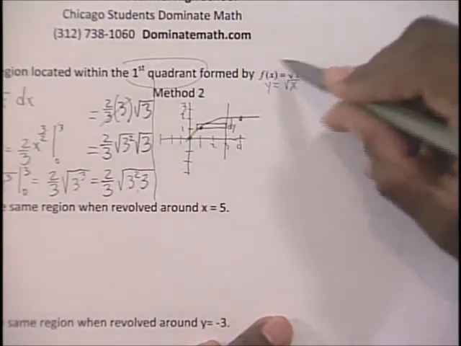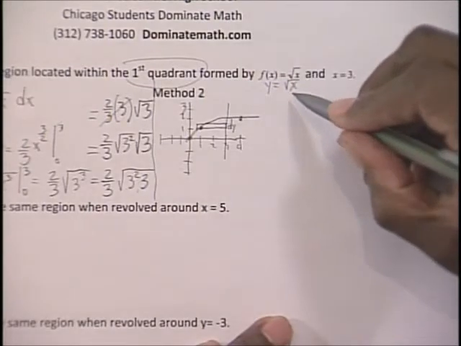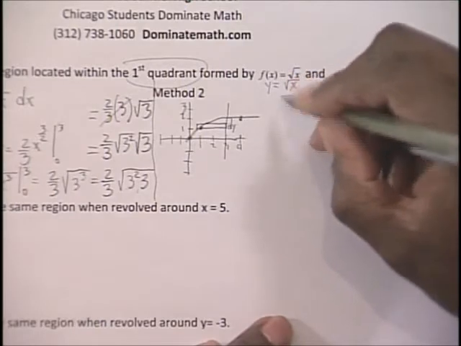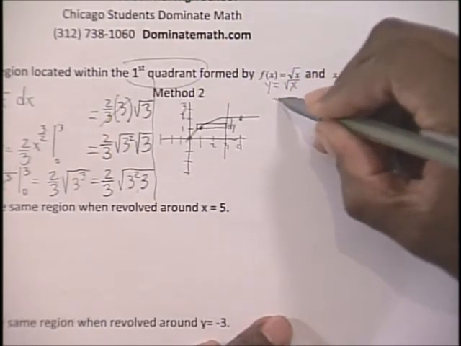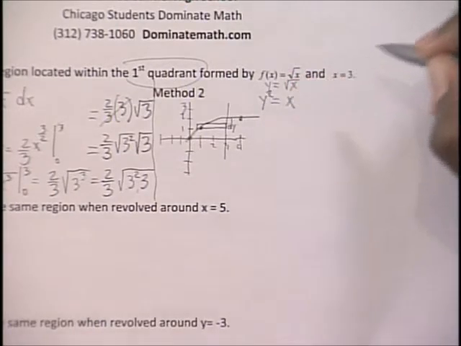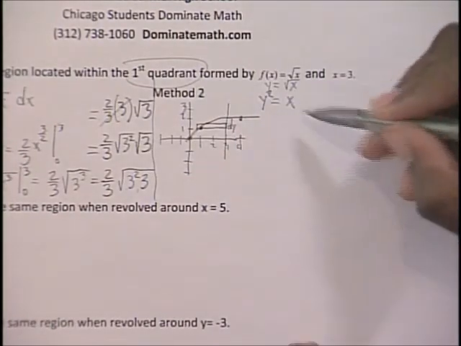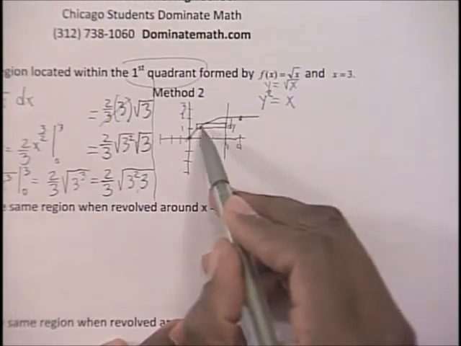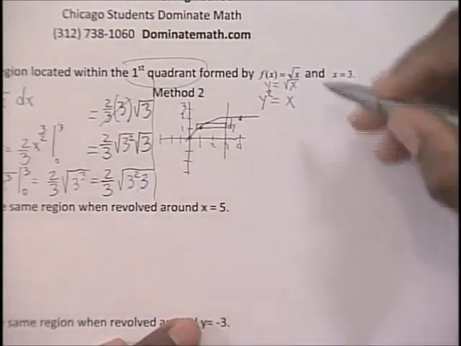We're still going to use this equation, but I want you to have the equation x is equal to something in terms of y. To make that happen, you square both sides and get x is equal to y squared. Now let's find the area of this slice.